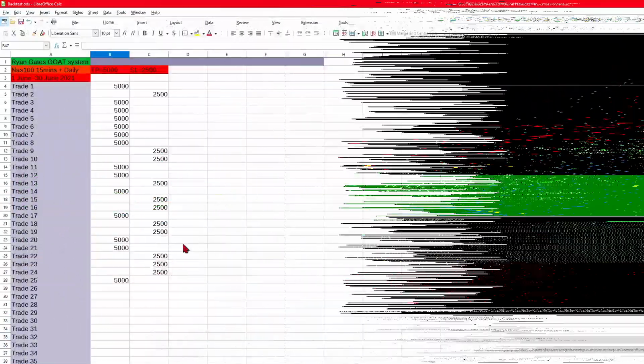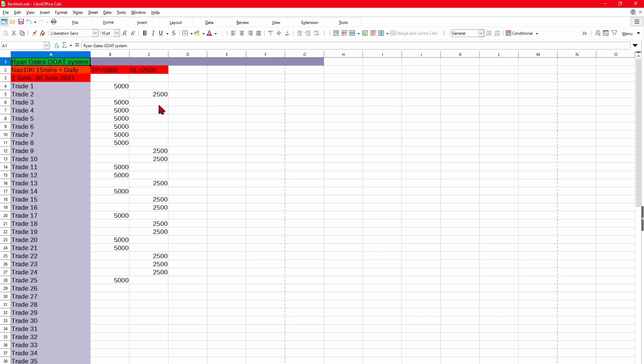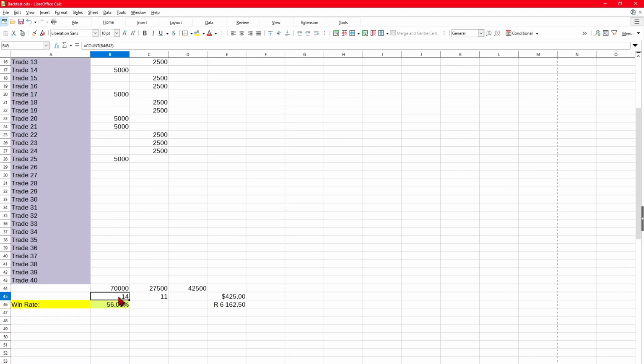backtested results. When using the system, I backtested the month of June, from the 1st of June to the 30th of June, and in that time frame we got a total of 25 trades, with 14 of those being successful and 11 of those being losses, resulting in a win rate of 56%. That means that our net take profit would have been 42,000 pips, which on the lowest lot size of 0.01 on a 500 leverage results in a $425 profit, which in rands is 6,162 rand for the month of June.